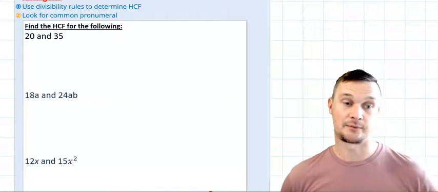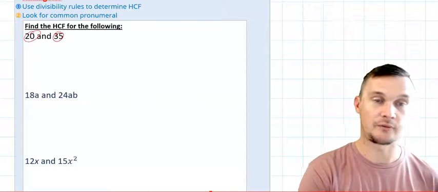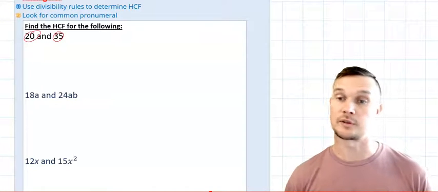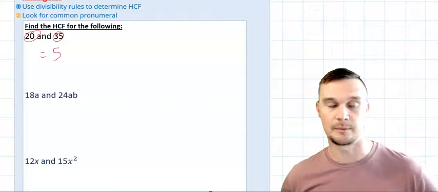Let's find the HCF for the following terms. Okay, and we have 20 and 35. I know they both end in a 0 and a 5, so it's obviously going to be the highest common factor here is 5 for these two numbers.